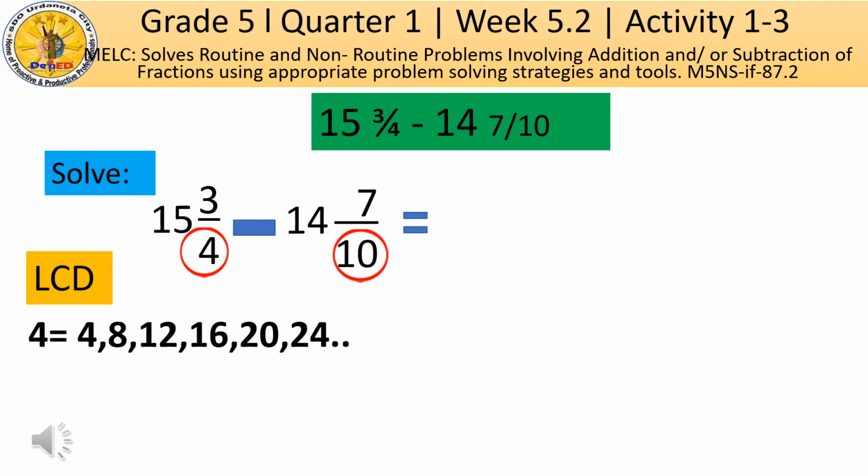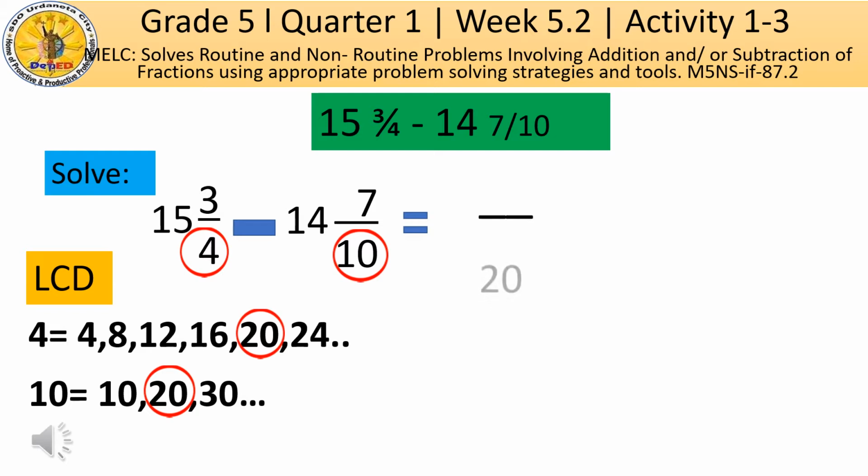And we have 10. 10 plus 10 is 20, 20 plus 10 is 30, and so on and so forth. Therefore, the LCD is 20. And we place it here. We need also to put back the whole numbers, which are 15 and 14.